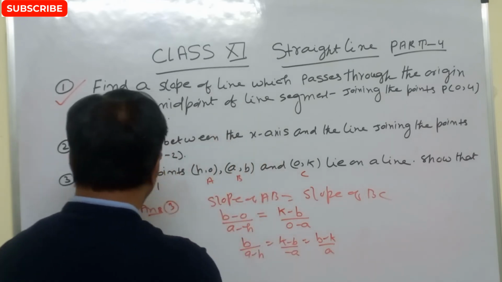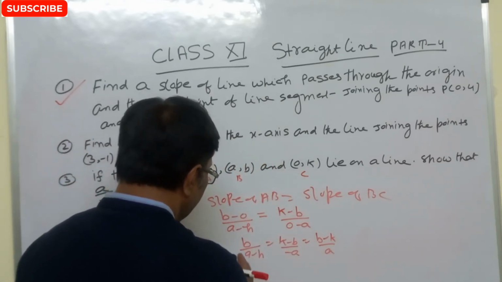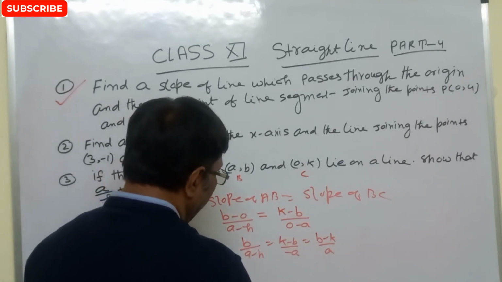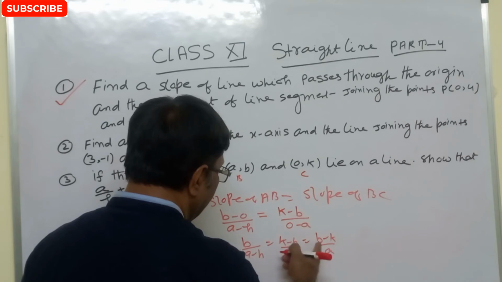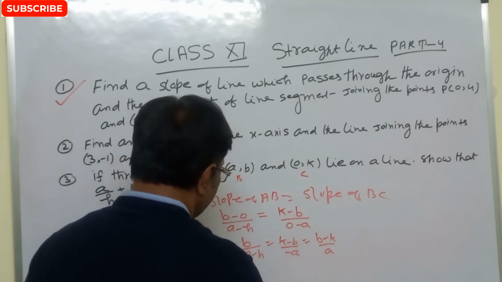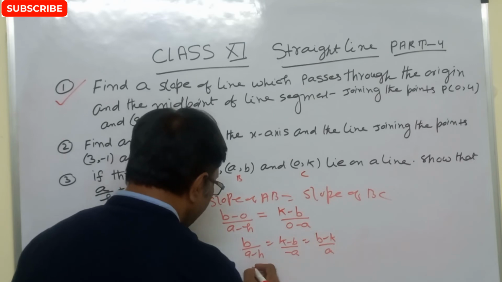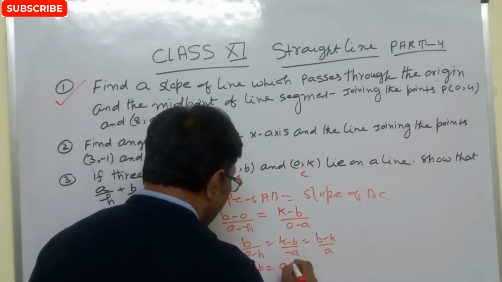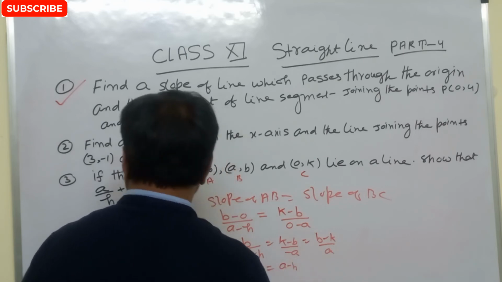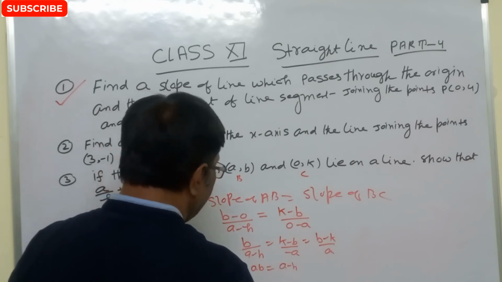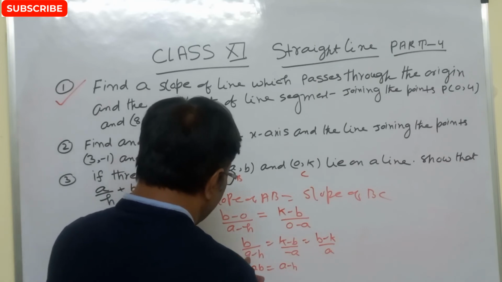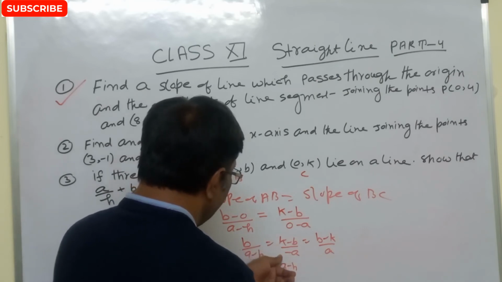Now see what we have to find. a by h plus b by k equal to 1. We have b upon a minus h equal to k minus b by minus a, that is b minus k by a equal to this. So we can find this like ab equal to a minus h into b minus k. So we have to find a by h plus b by k equal to 1.